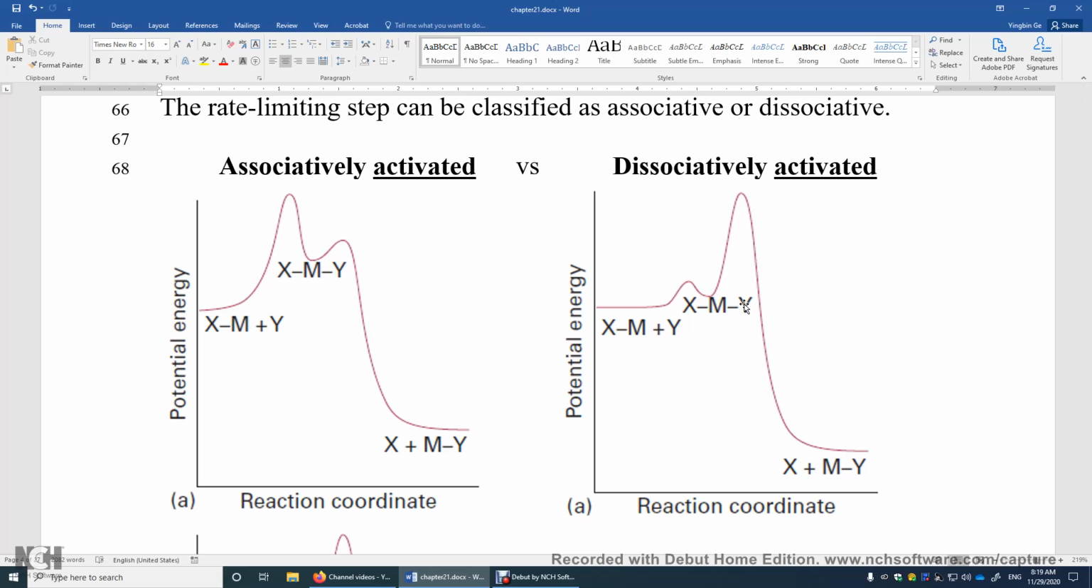But then you need to identify the slowest step and just examine the slowest step, whether that slowest step is an association reaction or dissociation reaction. So over here in the slowest step, okay, it's association. Therefore, it's associatively activated. Now look at this slower step. It's dissociation, therefore it's dissociatively activated.